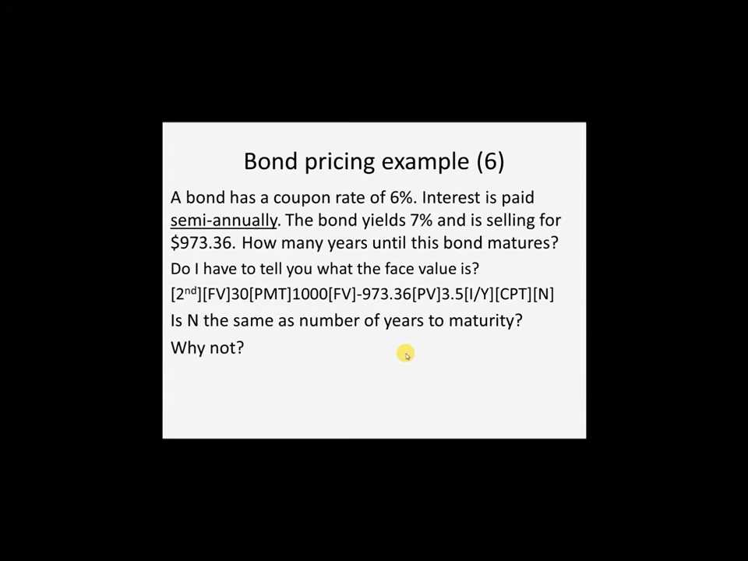I know this must be getting boring by now, but we're going to do another bond pricing example. The bond has a coupon rate of 6% and interest is paid semi-annually. The bond yields 7% and is selling for $973.36. How many years until this bond matures? Now, you may be saying, he didn't tell us the face value. I don't have to tell you the face value because your default assumption, if I do not tell you, is that the bond has a face value of 1,000. So, let's get to work.